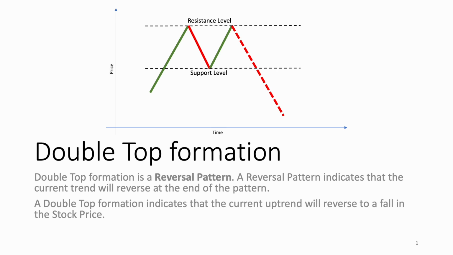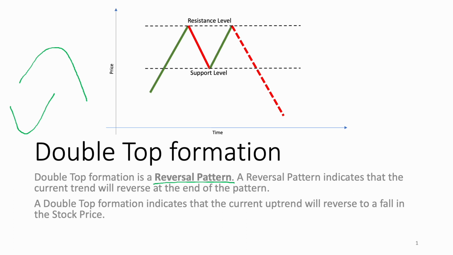Now, the double top formation is a typical formation which occurs very frequently, and it is a type of reversal pattern. You would know that there are two kinds of patterns available in the stock market. One is a reversal pattern and one is a continuation pattern. A reversal pattern occurs when the stock rises in a particular time and then falls, or the stock falls at a particular time and then starts rising once again.